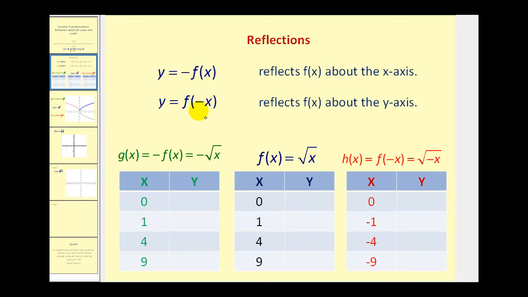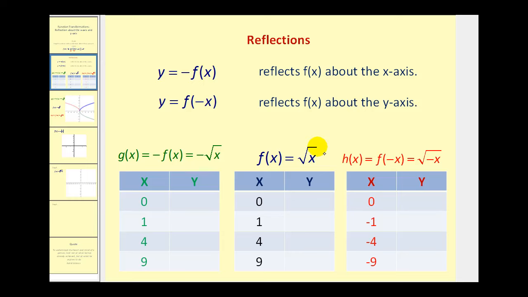If y equals f of negative x, this would reflect f of x about the y-axis. And here, we're changing the sign of the x-coordinates, and therefore would reflect the graph across the y-axis. Let's go ahead and take a look at this using t-tables for comparison.